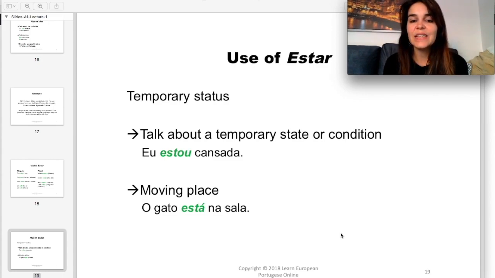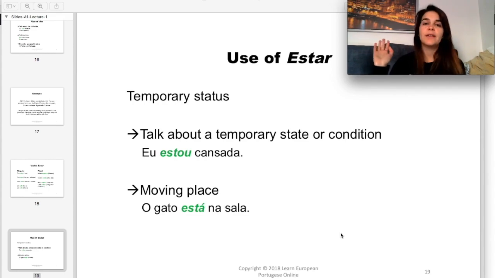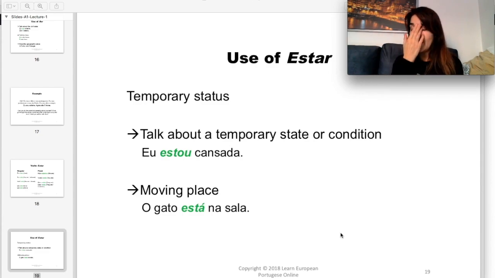And we also use the verb estar to speak about a moving place. I mean, for example, my cat is here right now. So o gato está na sala, but she could go somewhere else later. So that means that she can easily move, and that means we have to use the temporary verb, right? The estar in this case. So o gato está na sala, for example.